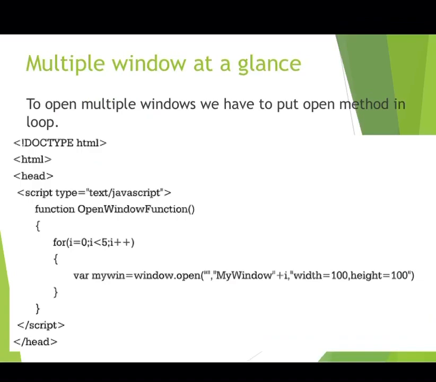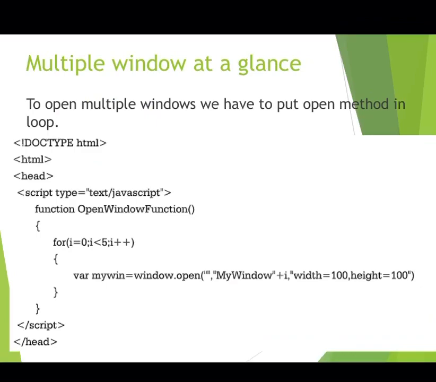Okay, so the next topic is multiple windows at a glance. Here you can open multiple windows at the same time from your currently open browser window on the click of a button. So how are you going to open multiple windows? To open multiple windows with a single button click, you can put your open method in a for loop. When you click on the button, multiple windows are going to open at one time.